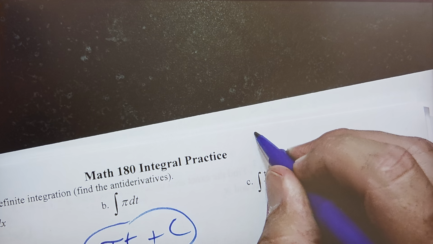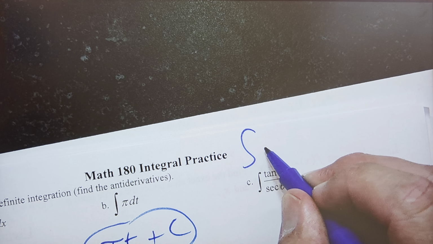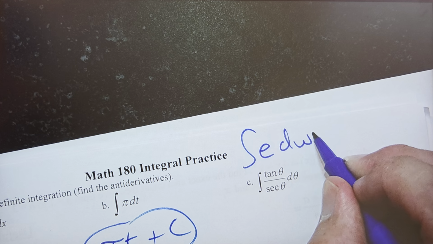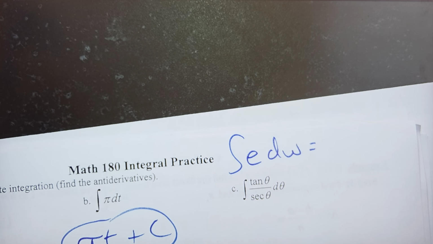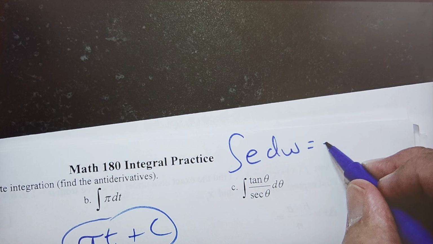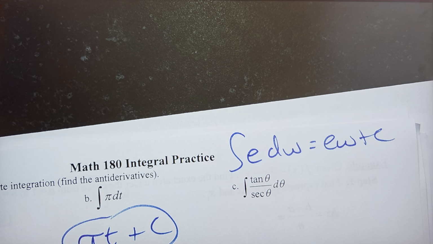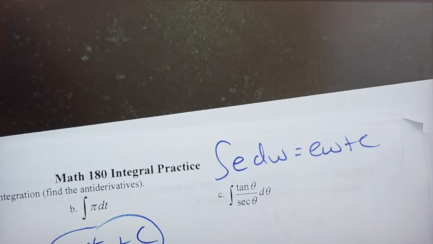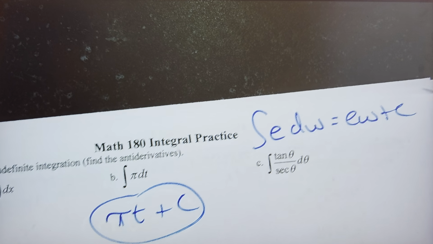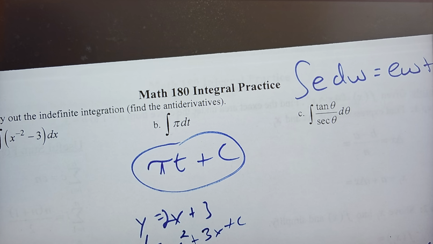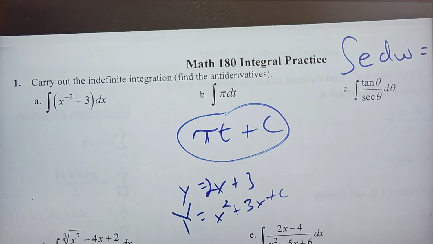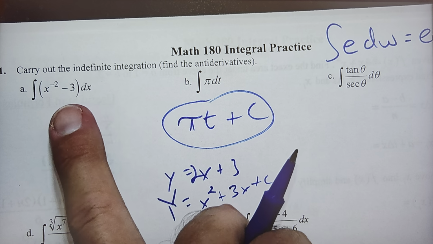So what would the integral of e dw be? W. EW plus C. Okay. Wow. EU plus C. Sorry, I love that. Wow. That was something.